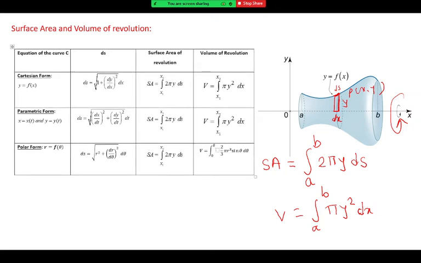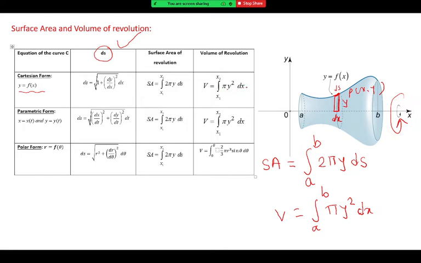So these are very important formulas. Everything is tabulated here. First you should know the ds value, which is written here. Surface area for a Cartesian curve y equal to f(x) is the integral of 2 pi y ds from a to b, or x1 to x2, whatever the limit of x is. So that is about surface area.